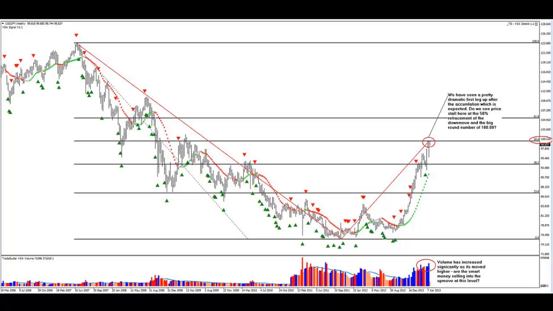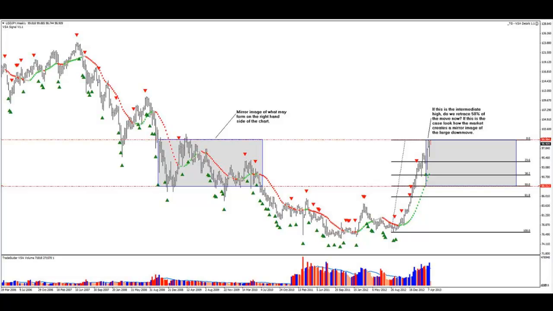Like we saw on the individual legs down, on the down move, we saw retracements of 50%. We're now at a 50% retracement here of that large down move. And also volume has increased significantly as we've hit this level. So I would expect now that we would see some sort of retracement, probably 50% retracement of this current up move, and there could be possibilities of more accumulation.